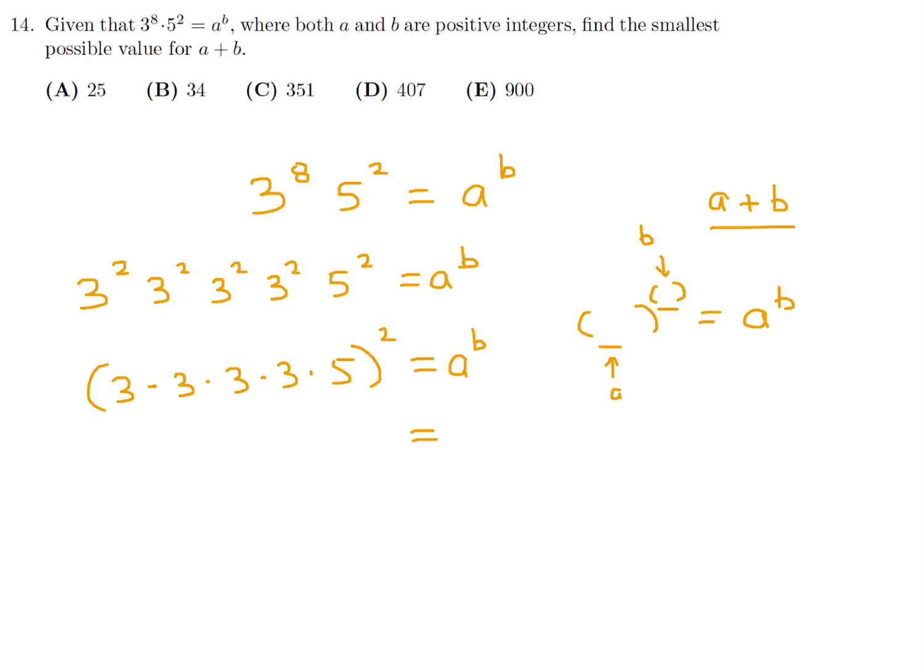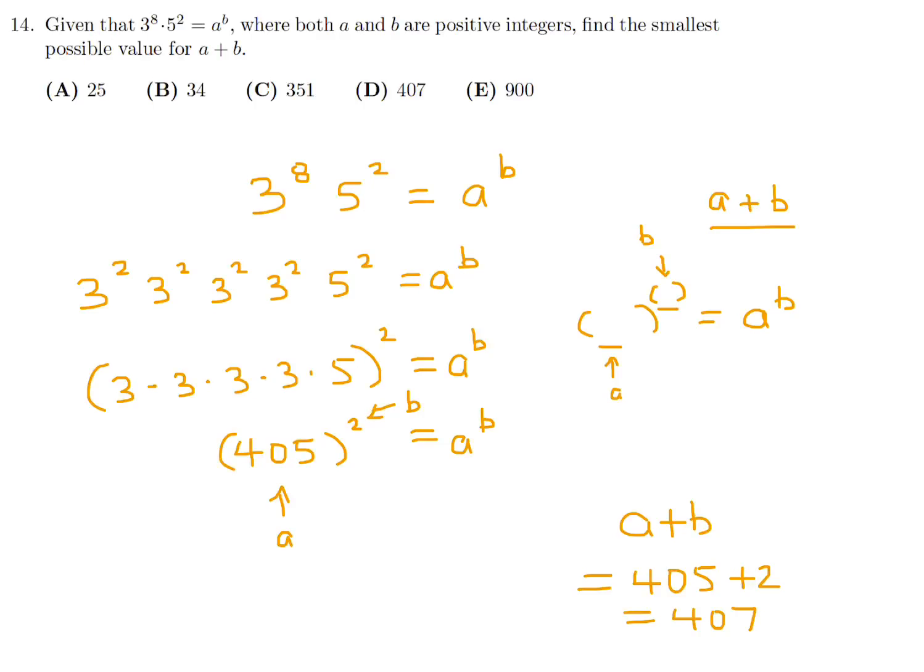So that's 81 times 5, which is 405. And squared. So there you go. Exactly what I wanted. 2 numbers. So that means that my a is 405 and my b here is 2. So a plus b would be 405 plus 2, which is 407.